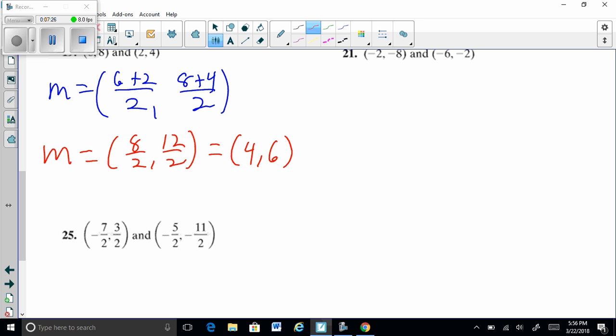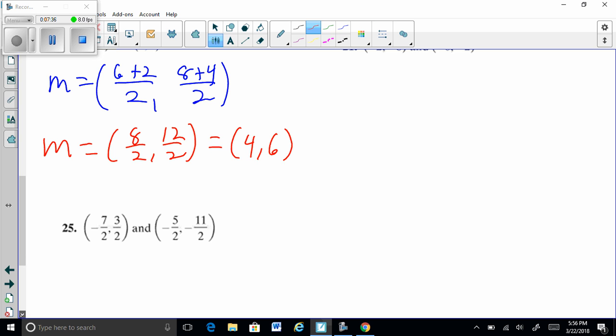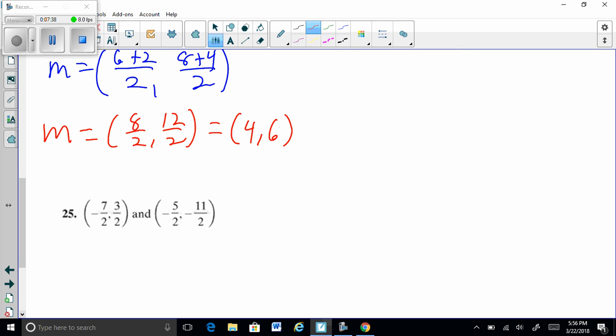I do have one with fractions, and we'll go ahead and do that one. And really, it looks like it would suck, but it's really going to work out real nicely. Your answers are actually going to all be whole numbers. You're not going to end up with any fractions or decimals. So let's see. Our midpoint. So you're going to add the x's together. And we're going to add the y's together.